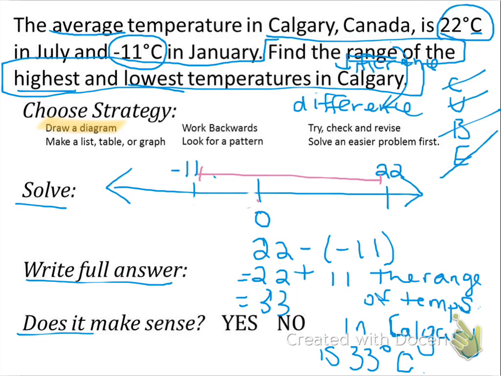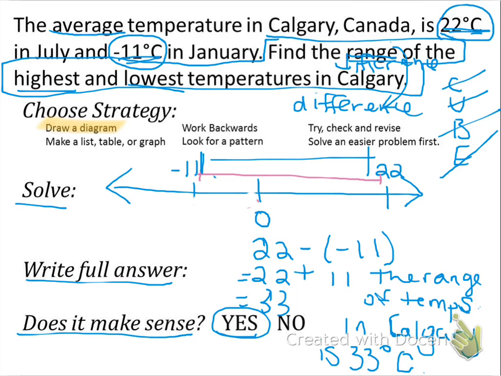Then the last one, does it make sense? That's when you look at your answer and look back at the question. Does it make sense that the range between 22 degrees Celsius and 11 degrees Celsius is 33? I also am going to look at my diagram. Does it make sense the distance from here to here is about 33? And yes, it does make sense. If I said no, it doesn't make sense, what that means you have to do is go back to the beginning and try and figure out where you made your mistake.